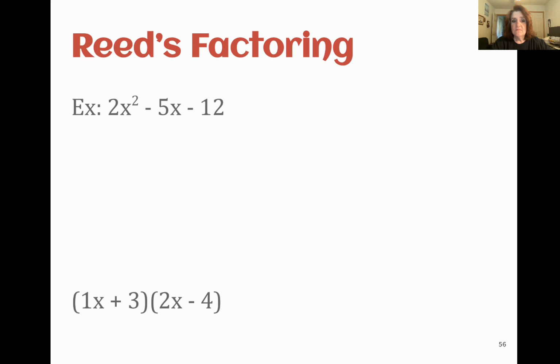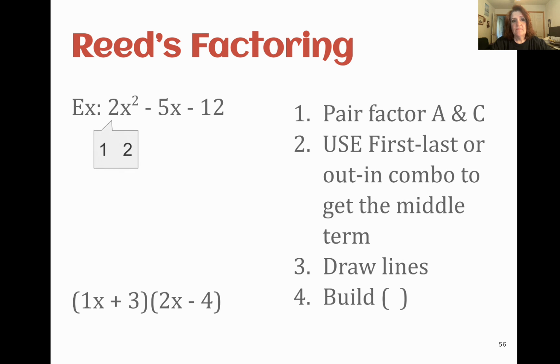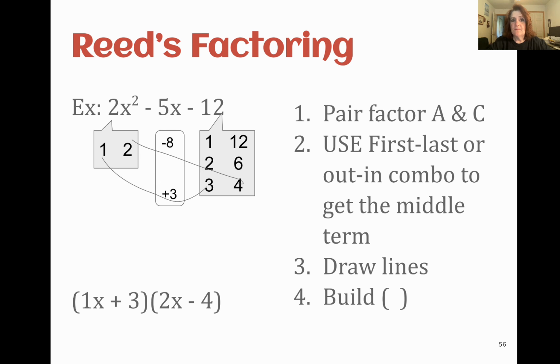Or you could do this. You write the pair factors of a, and the pair factors of c. And what you are trying to find is a combination of those being multiplied and subtracted to get a -5. This one's a little more complicated.